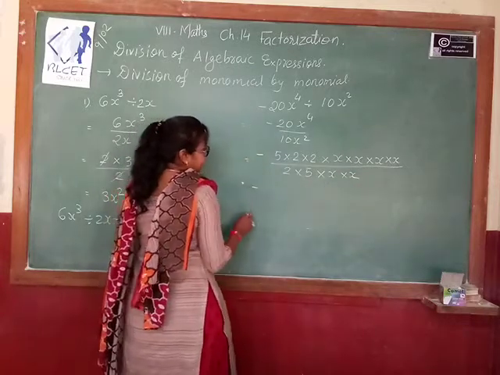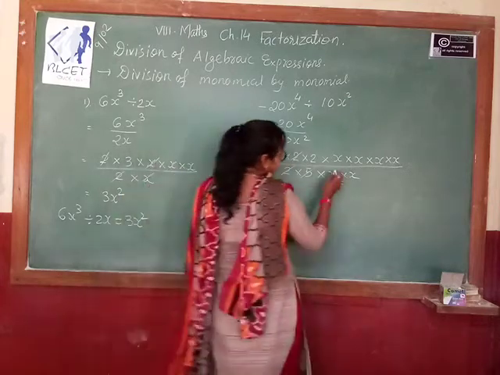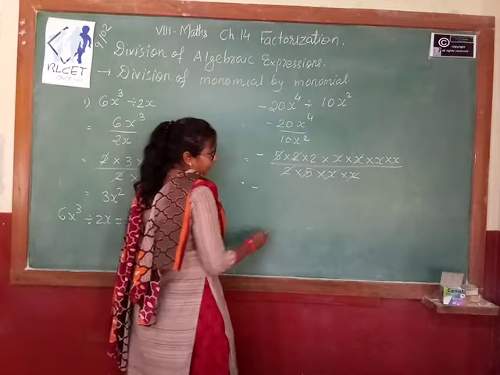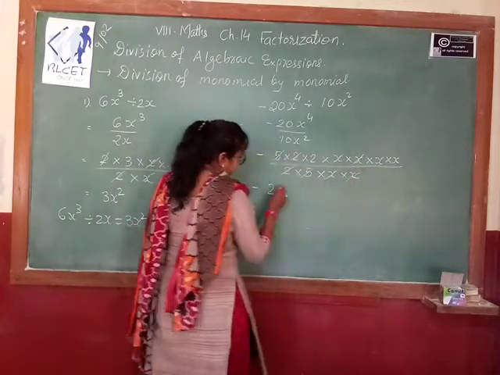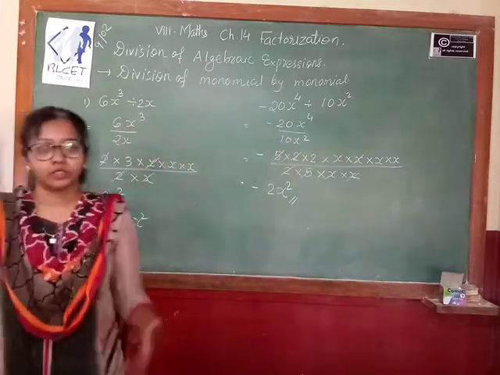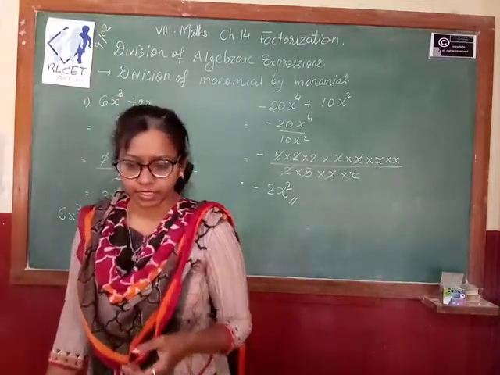Negative remains as it is. One 2 gets cancelled, 5 will get cancelled. One x is cancelled. Another x is also cancelled. So what is left now? 2x². So this is the answer of the given question. So this way we can do the division of monomial by monomial.